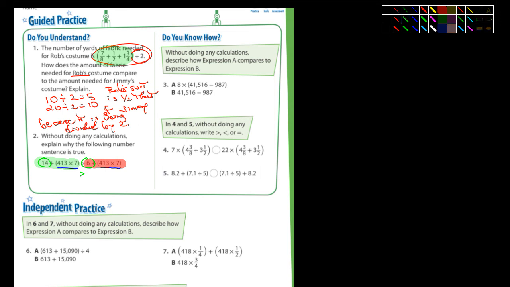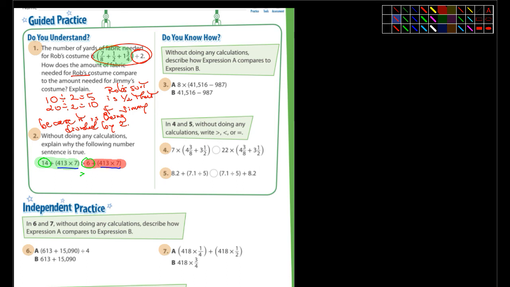As I do these, I should tell you, I do want you to do 1 and 2, and I want you to do 3, 4, and 5, and then 6 and 7. Let's look at another one here. I think you guys are getting the idea here.